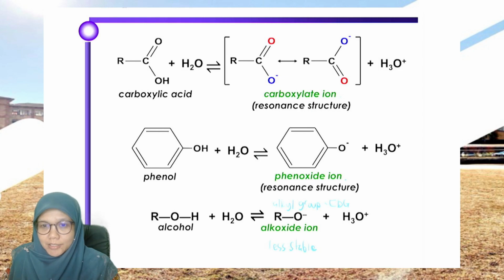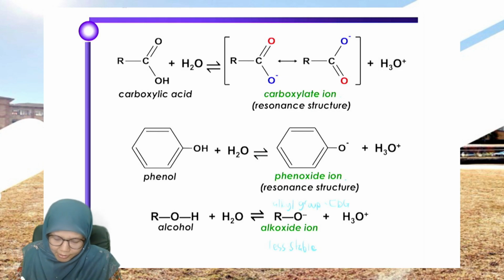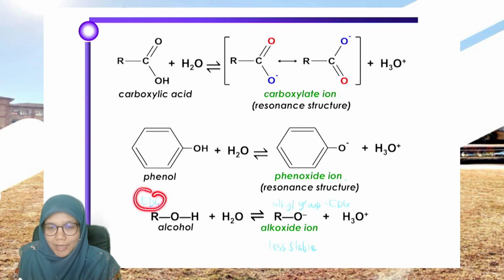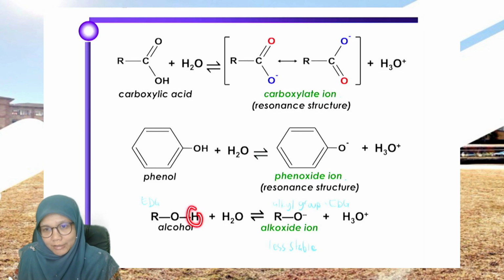So, bila ada EDG, okay, kita lihat kat sini, EDG group ni dia akan inductively increase the density of electron on oxygen atom. So, negative charge on oxygen atom ini jadi tinggilah sebab ada EDG ni. Jadi akan kuatkan ikatan OH bond. So, H plus difficult to be donated.